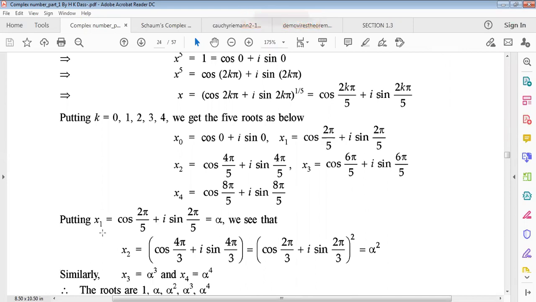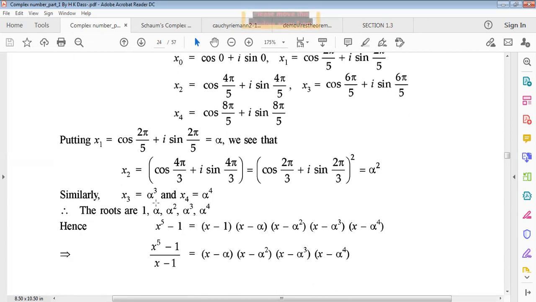Now x1, first, x1 equals this. This can be written as cos 2 pi by 5 plus i sin 2 pi by 5 equals alpha. Second, x2, what will this be? This can be written as cos 2 pi by 5 plus i sin 2 pi by 5 whole square. 2 into 2 pi by 5. These two can be represented as a power by using de Moivre's theorem. So this is alpha, so alpha square. Similarly, x3 equals alpha cube and x4 equals alpha to the power 4.